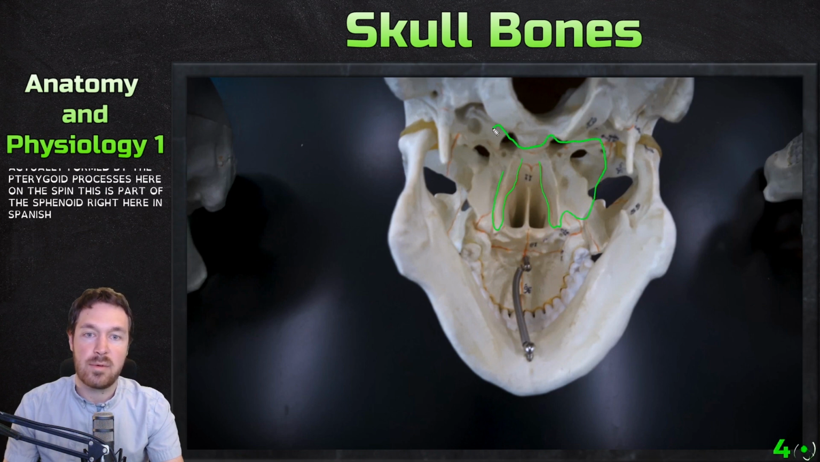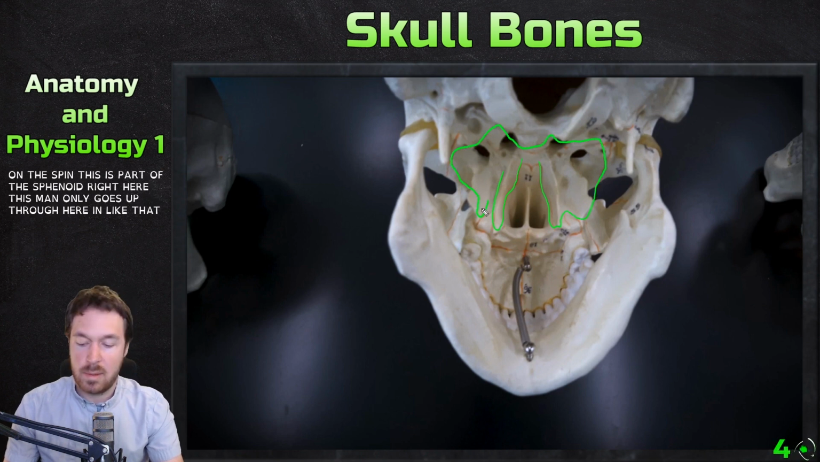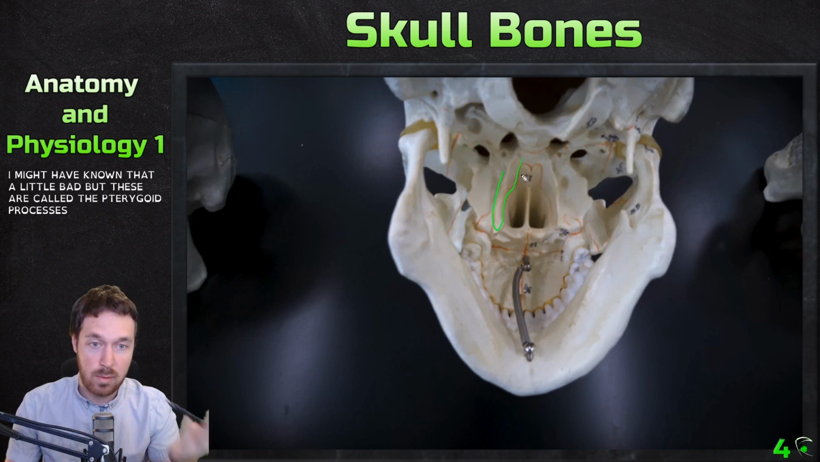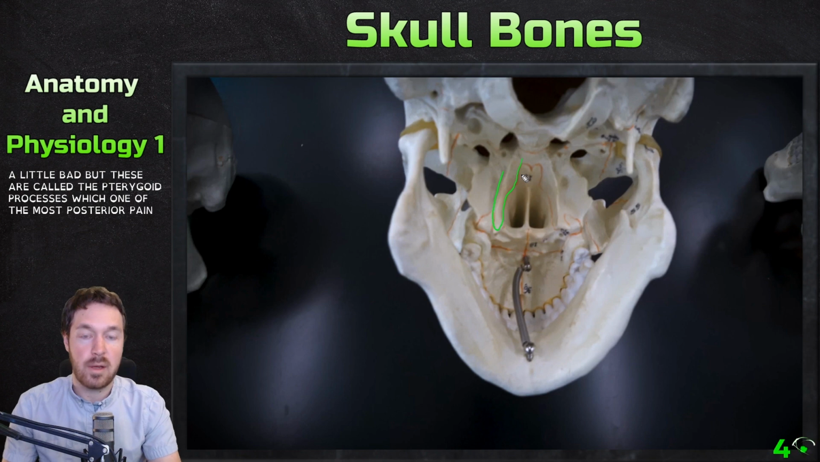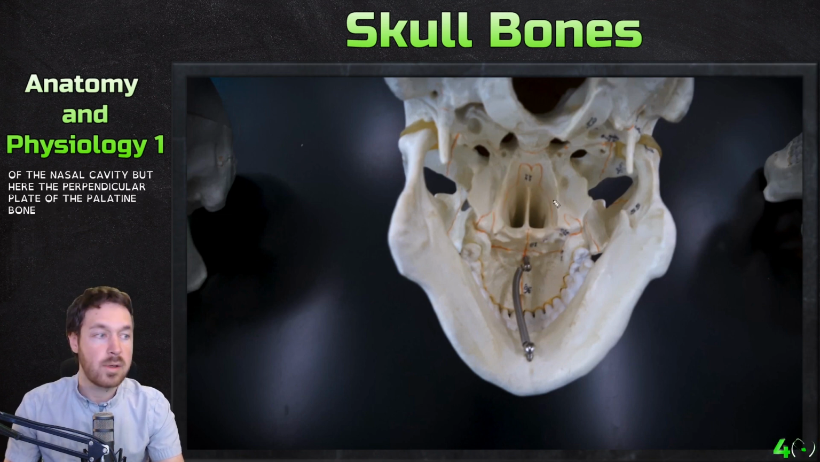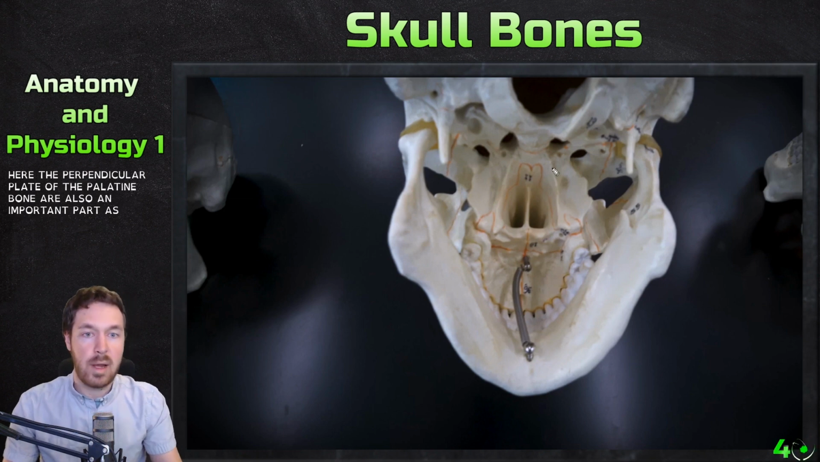So the sphenoid goes up through here and like that. Oops, I might have drawn that a little bad, but these are called the pterygoid processes, which form the most posterior parts of the nasal cavity. But here, the perpendicular plates of the palatine bone are also an important part as well.